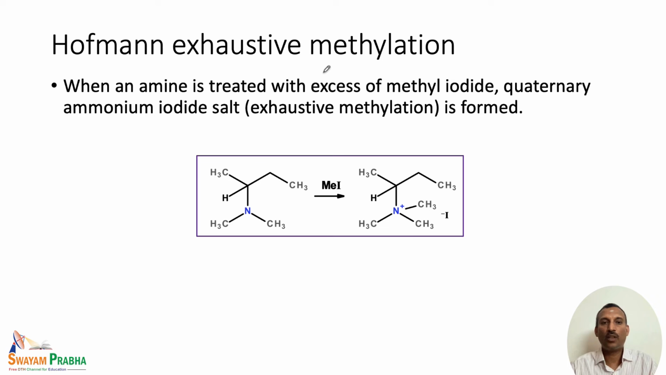The next one is Hofmann exhaustive methylation. When an amine is treated with excess methyl iodide, that leads to a quaternary ammonium salt. This is a quaternary nitrogen, and since we use methyl iodide, we end up with an iodide salt. This reaction is called Hofmann exhaustive methylation. That means the nitrogen is completely substituted with methyl groups, as shown here.